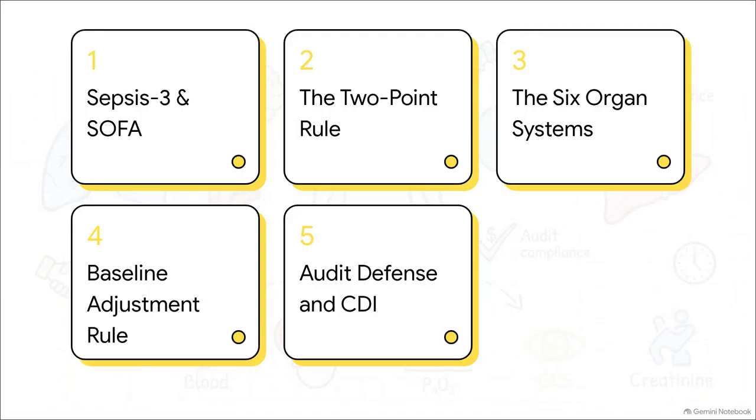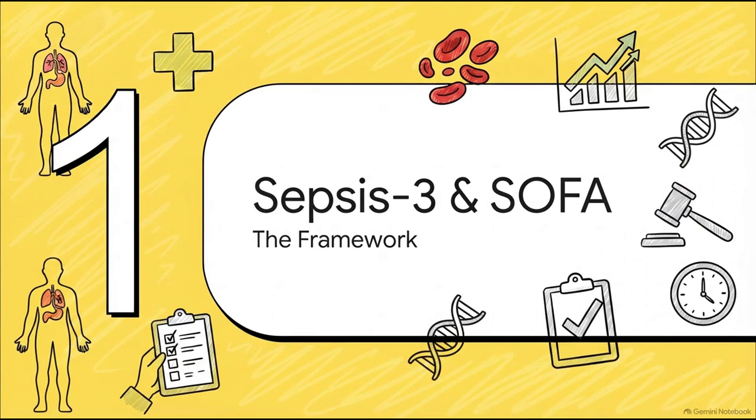Here is a quick look at our roadmap for this explainer. 1. The Sepsis 3 and SOFA framework. 2. The 2-point rule. 3. The 6 organ systems. 4. The baseline adjustment rule. And 5. Audit defense and CDI. All right, let's jump straight into Section 1, Sepsis 3 and the SOFA framework.